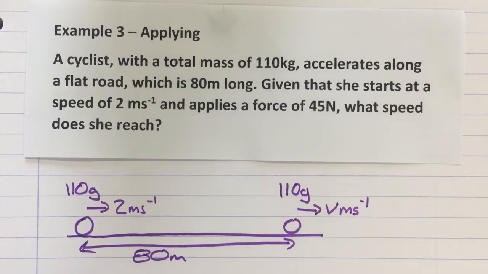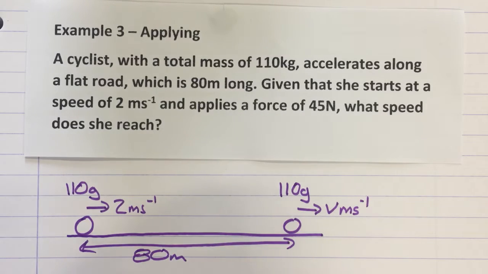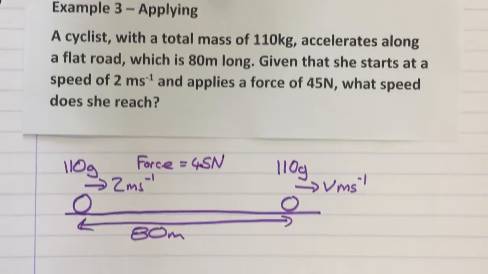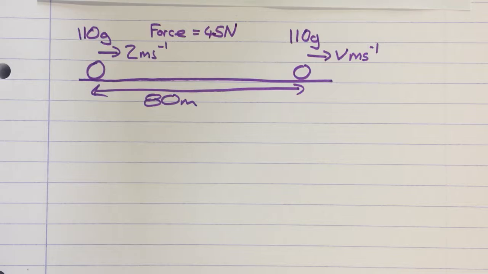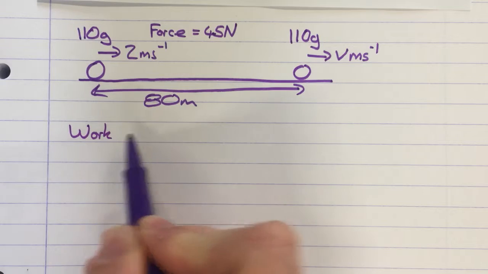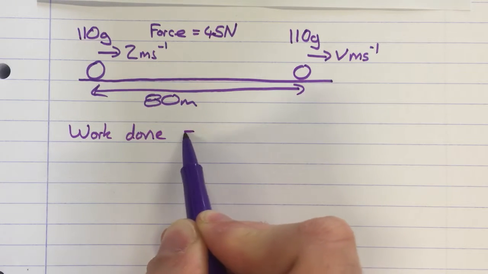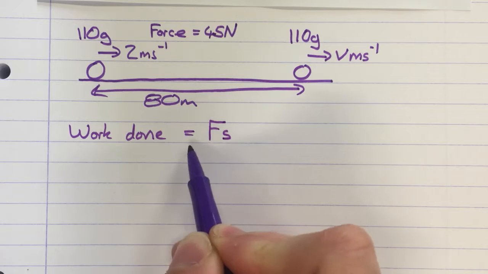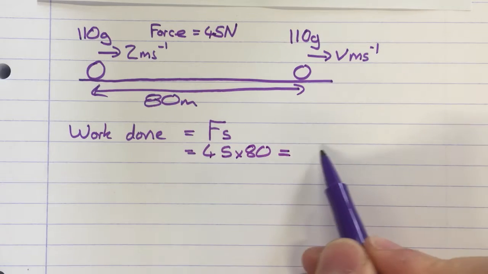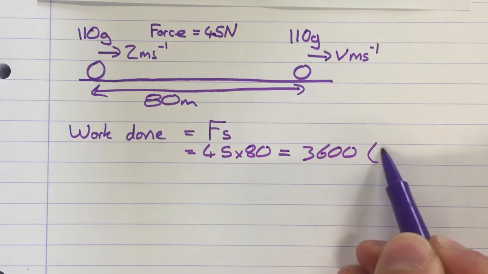Okay, so there's a couple of steps to this. First of all, we need to look for our work done. Now, we know that we're applying a force of 45 newtons. And from the work we did in the last section, what we can say from here is that work done is equal to force times distance, which is equal to 45 times 80, which gives us 3,600, and it's joules again here.